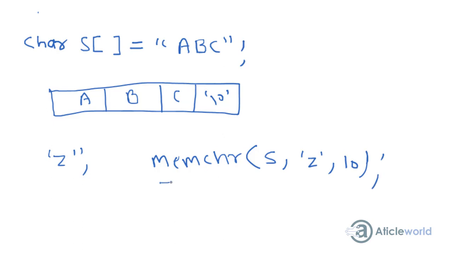So here the behavior of memchr function will be undefined, because the value of n is 10 and it is greater than the length of the array. So this memchr function is trying to access beyond the boundary of this array, and you already know that if you try to access beyond the array boundary, then the behavior will be totally undefined. So basically the fourth point is saying that if we try to access beyond the boundary of the given source object, the behavior of memchr function will be undefined. So let's move toward the fifth point.